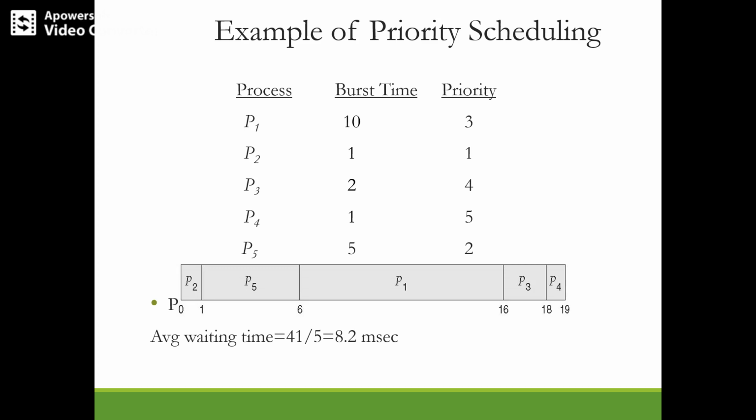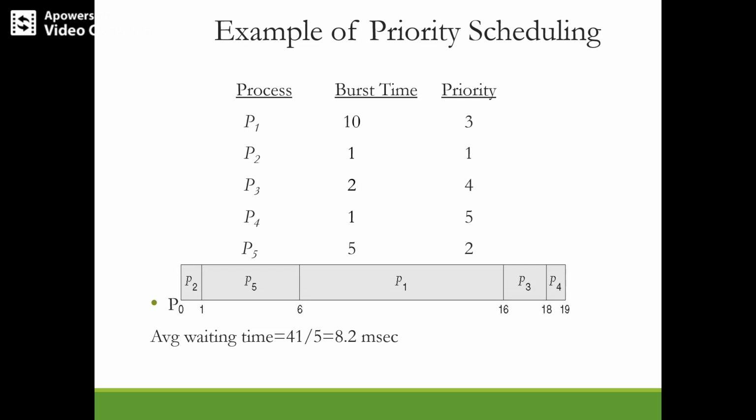So priorities can be defined either internally or externally. Internally defined priorities use some measurable quantity to compute the priority. For example, there may be time limits or memory requirements or the number of open files. External priorities are usually set by the operating system, like which of the processes has to execute first, and what is the type of policy or any other political factors.